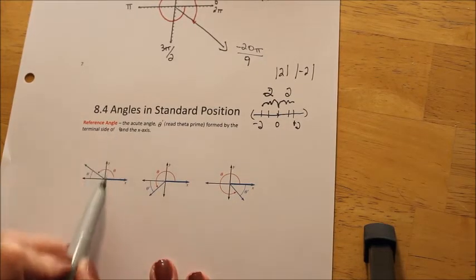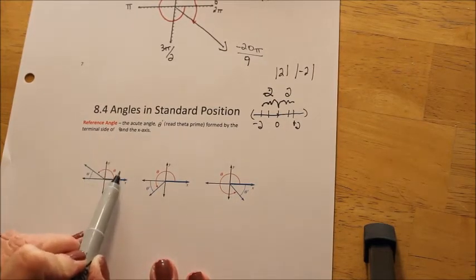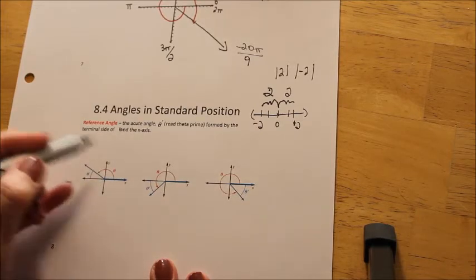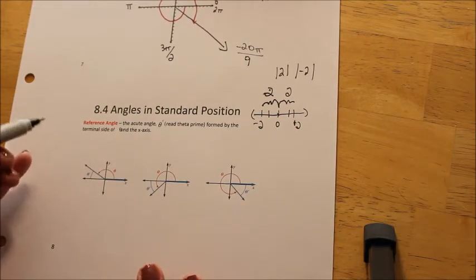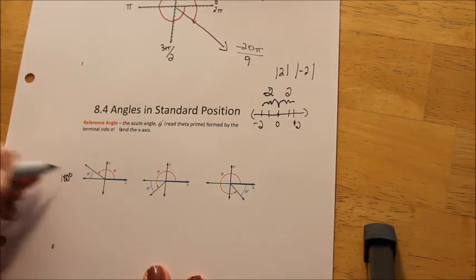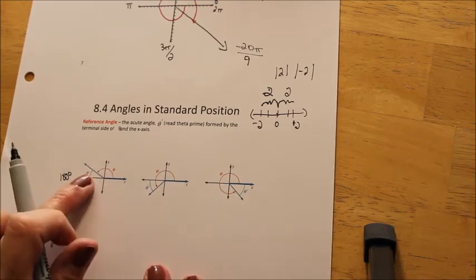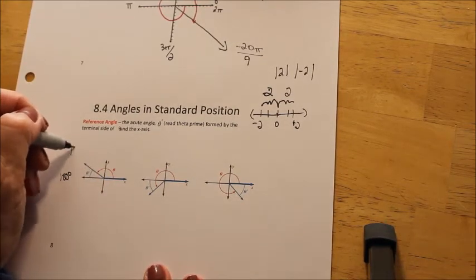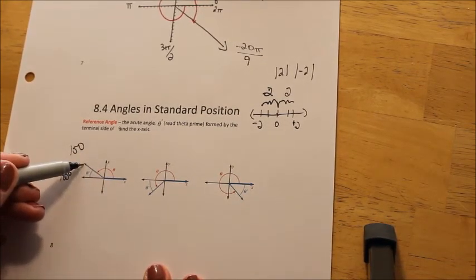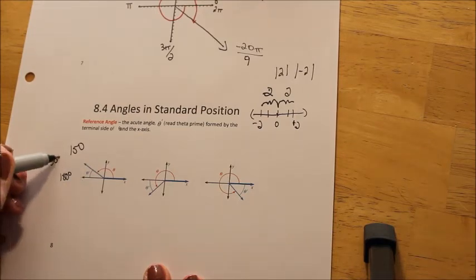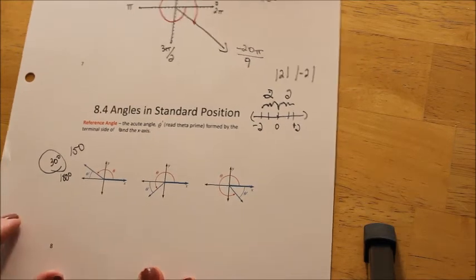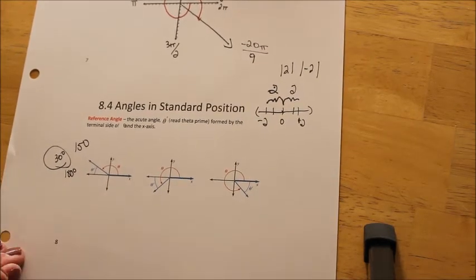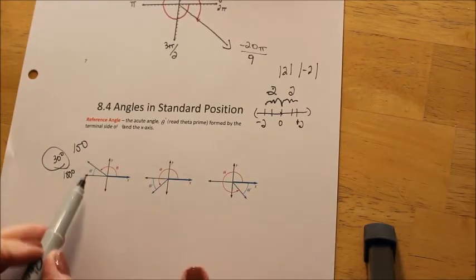By the way, they use theta prime. So let's just say as an example, this is 150 degrees, right? If this is 180 degrees, here on the horizontal, if I'm at 150, how far am I from here to here? I am 30 degrees away. There's your reference angle. Do you see how that works? So reference angle is how far away you are from the horizontal axis or the x-axis.